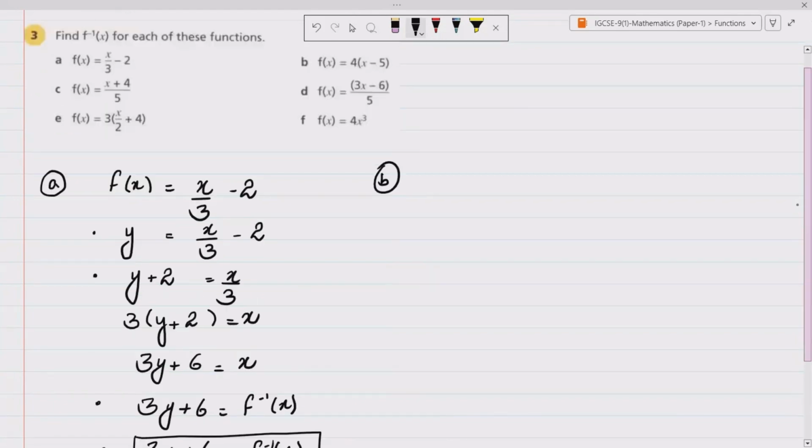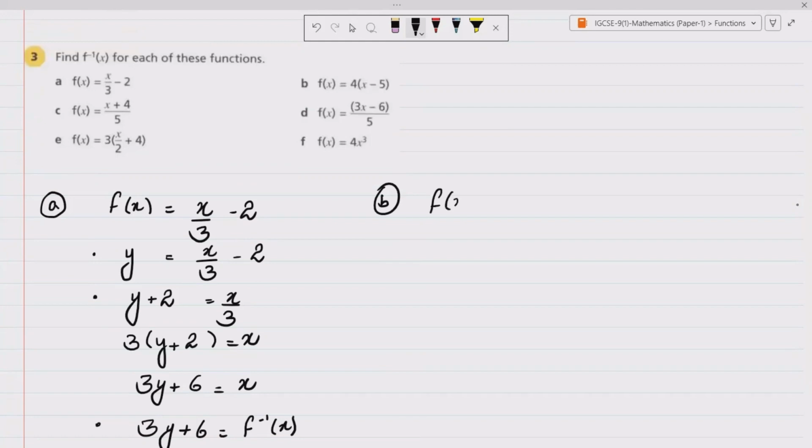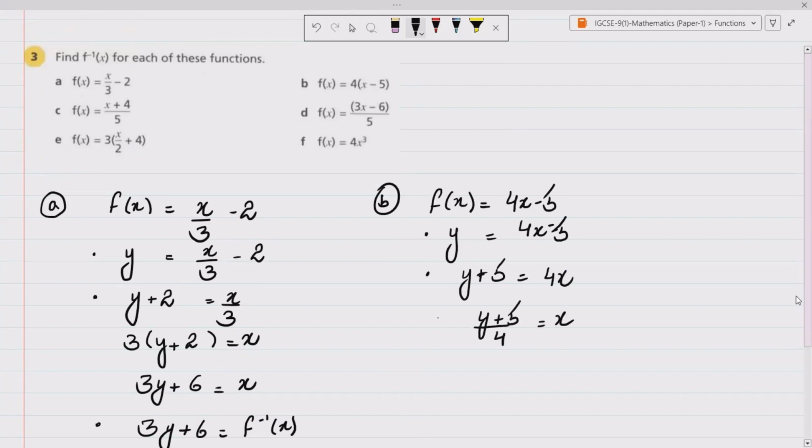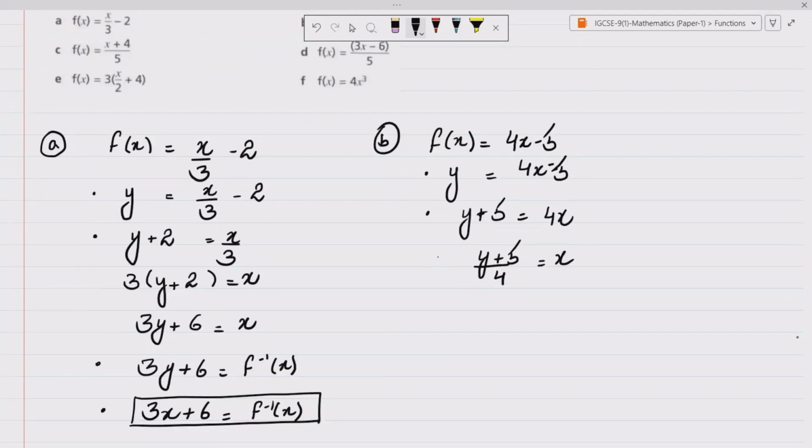In part B, we have to find again the inverse of the function f of x equals 4x minus 5. So f of x, again, we replace it with y, 4x minus 5. Then in the second step, it becomes y plus 5 equals 4x, and then y plus 5 upon 4 equals x. So step 2 is finding out the expression for x. We found out the expression of x. Now just the replacing part, y plus 5 upon 4 equals f inverse x.